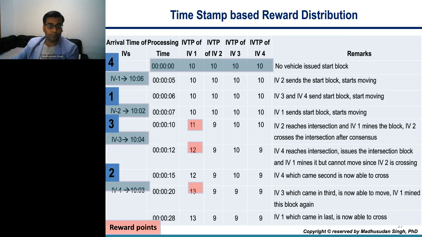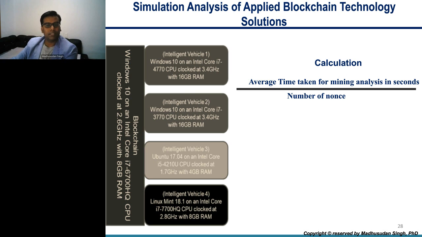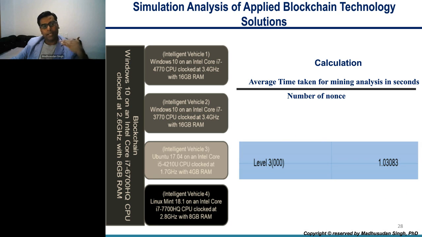So here, for the simulation, we don't have self-driving, intelligent vehicles, so we just use computers. We use a server and 4 computers as vehicles, and we use them to calculate the average time taken for mining analysis in seconds against the number of nonce. For this, we have used 0, 1, 2, 3, 4, and 5 levels of nonce. As we increase the level of nonce, that is the number of zeros, the vehicle takes higher and higher computational power.